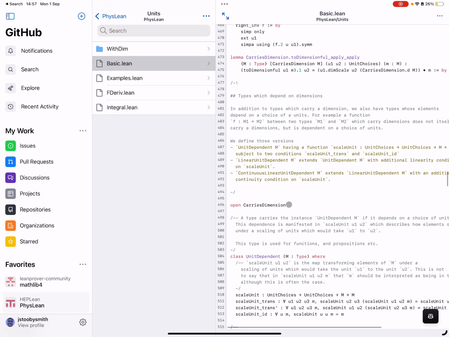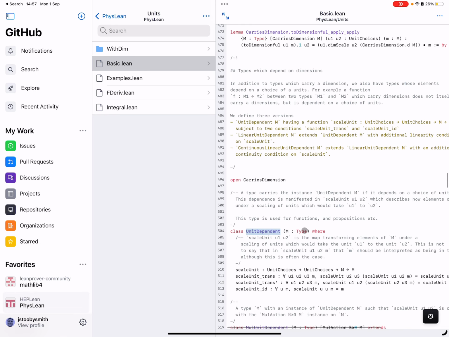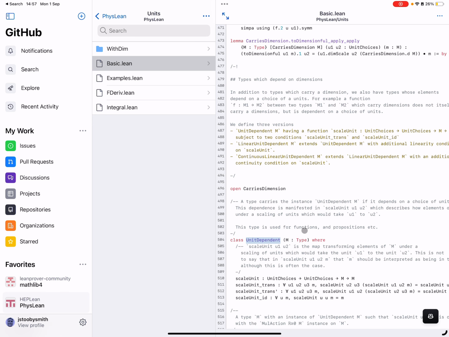So in addition to a type that carries dimension, for example time, we have this unit dependent thing. And this says that the type M doesn't necessarily carry a dimension, but it depends on a unit. So, for example, a measure may have a unit dependence. For example, the thing that you integrate over depends on the choice of units, but it doesn't really make sense to assign that a given dimension.